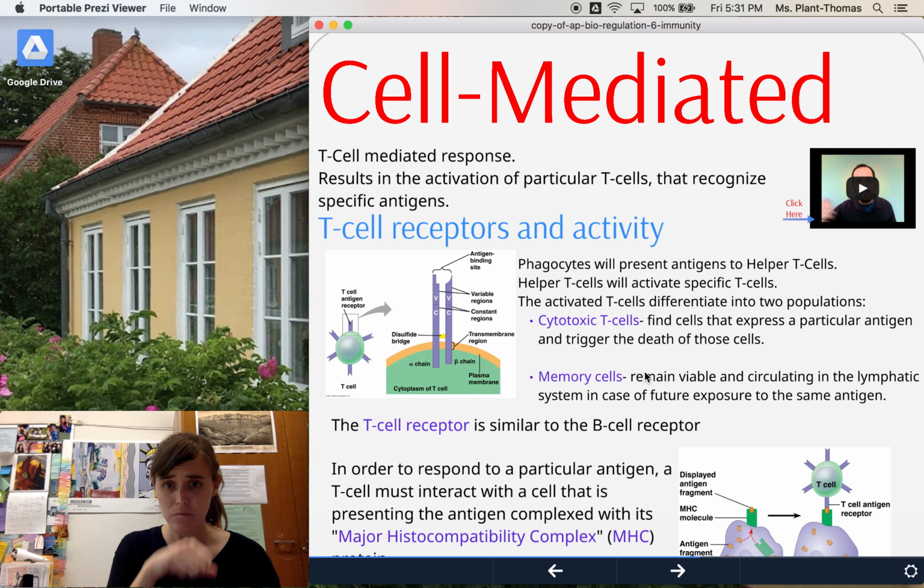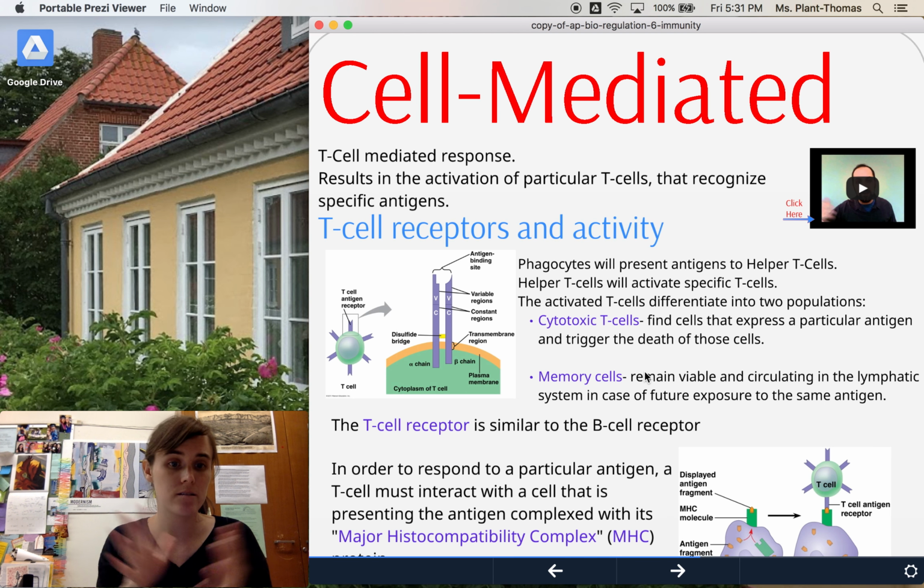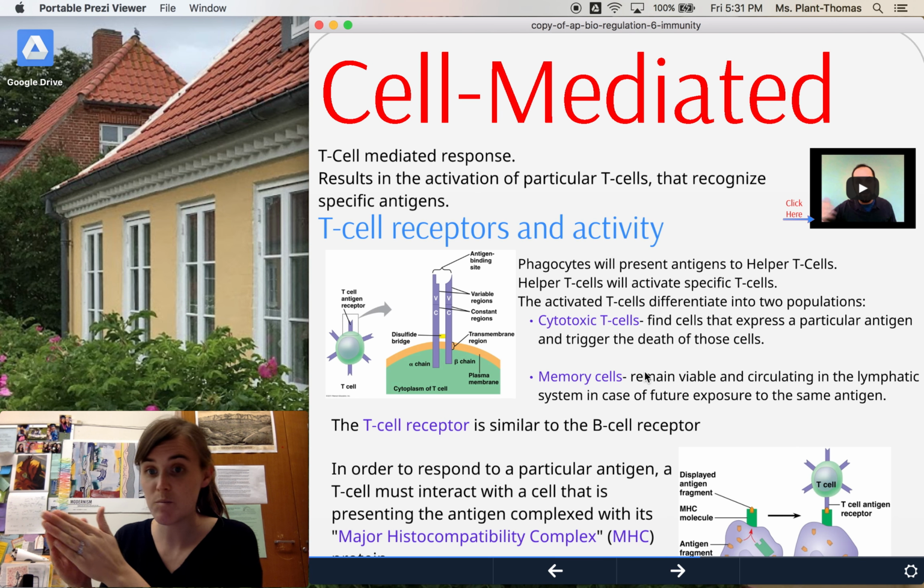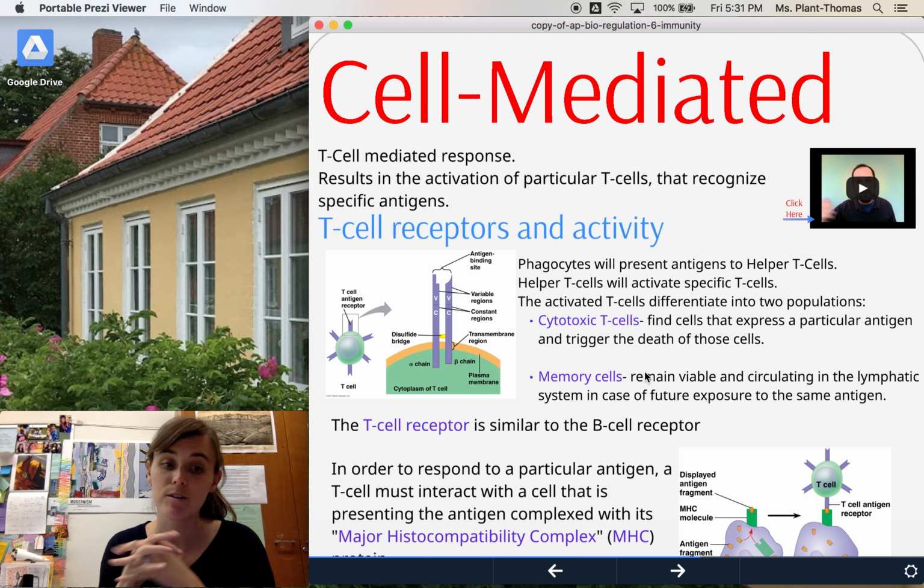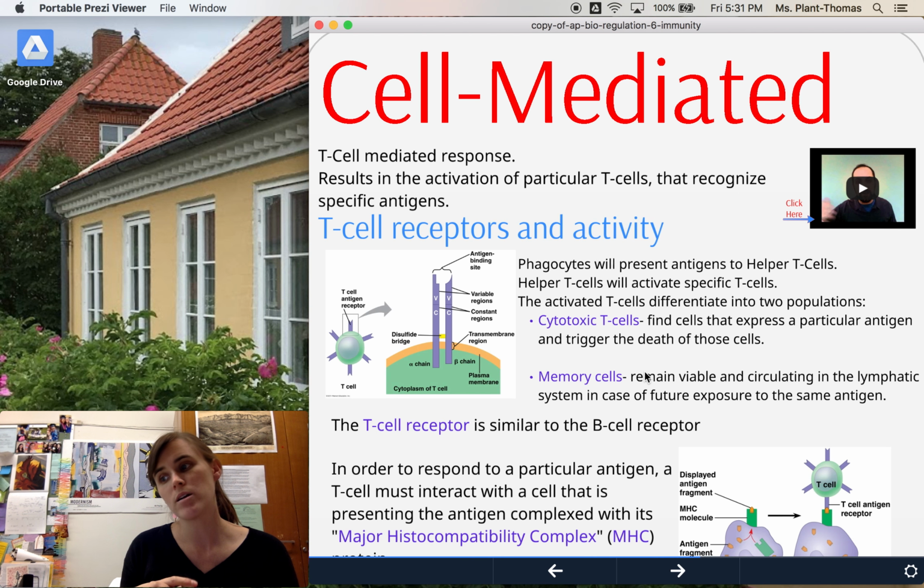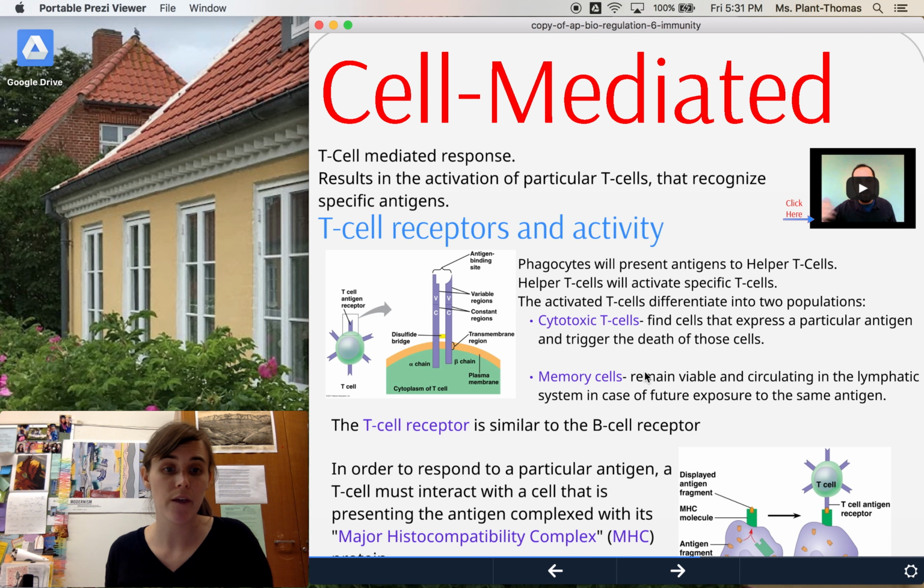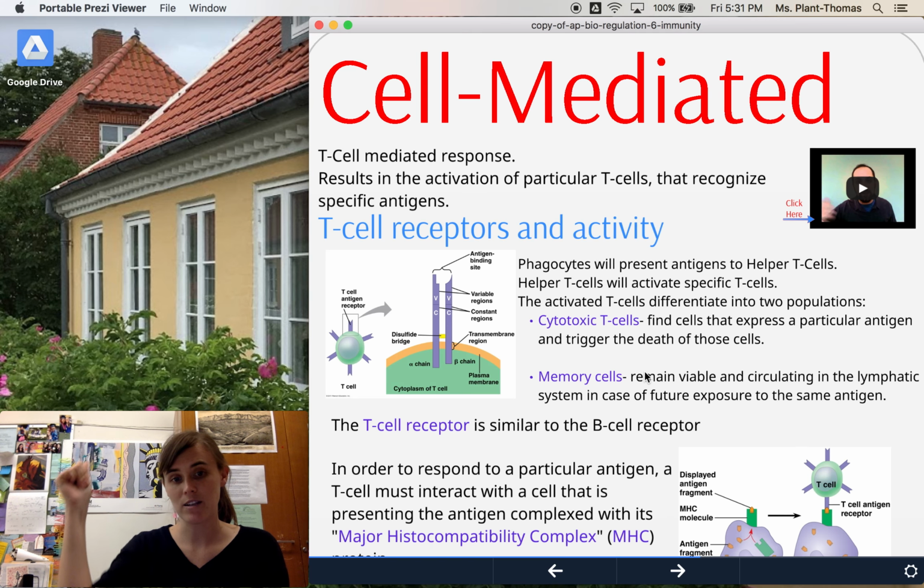So we've got our cytotoxic T cells and our memory cells. The cytotoxic T cells, I think of them as killers. They're like the assassins. They're the ones that hunt down the very specific cell that has the problem, and they make that cell die. We'll talk about that more specifically in a second. The memory T cells are more like memory B cells. They stick around, they know what to do. Basically, they're there to prepare in case of a future infection, because if there is a future infection of that exact same thing, then they can, boom, activate really fast.